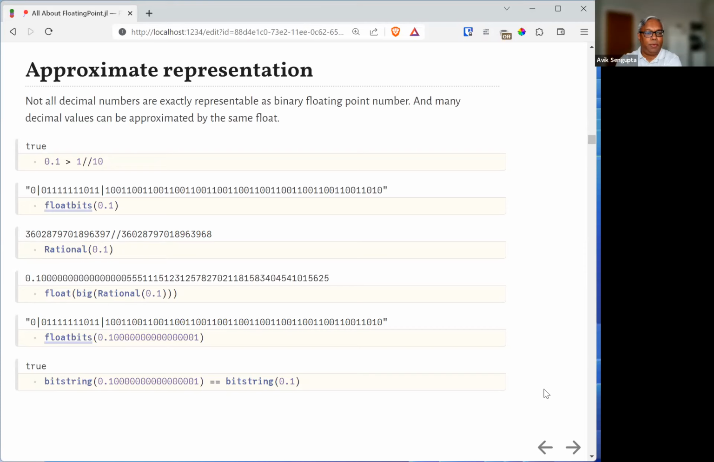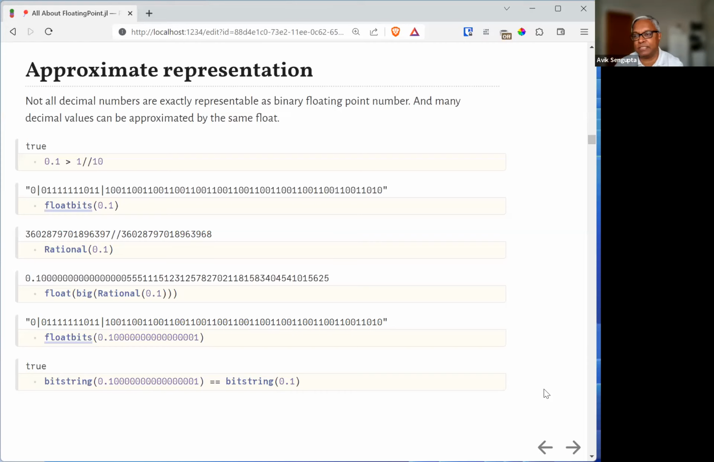Cool. Now this is a well-known fact, and the examples we have shown before should make it obvious that not all decimal numbers are representable as binary floating point numbers, right? So take the number 1 by 10, the fraction 1 divided by 10. In decimal we represent it as 0.1, but in a computer, if you say 0.1 is greater than the rational number 1 by 10, in Julia you will see that is true, right? So 0.1 is actually not the same as 1 by 10.